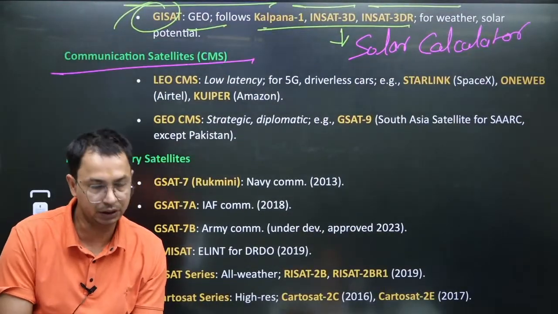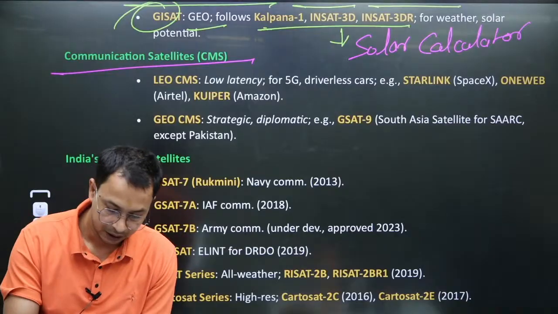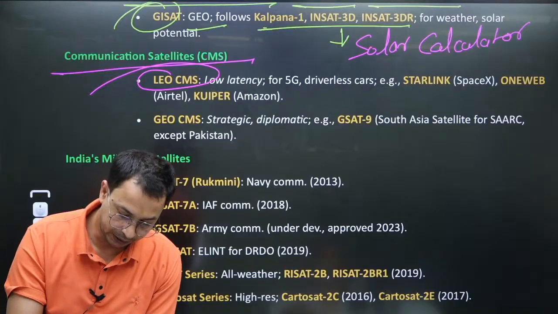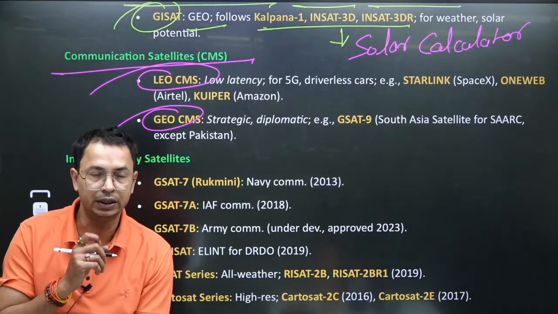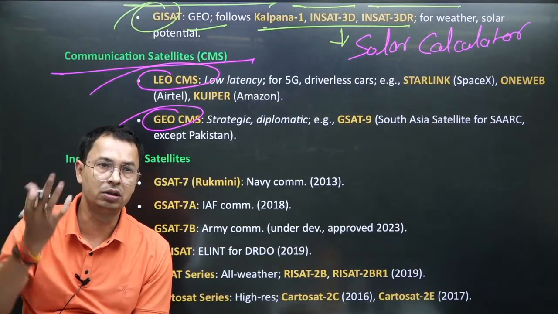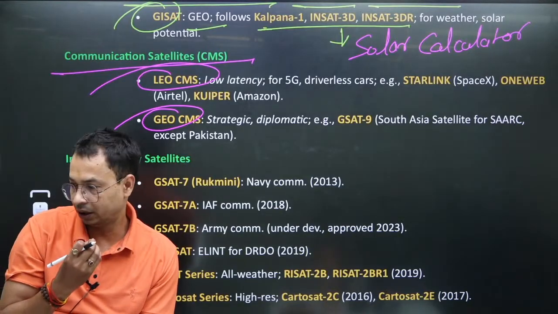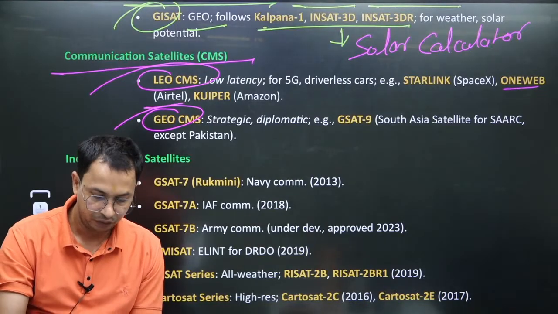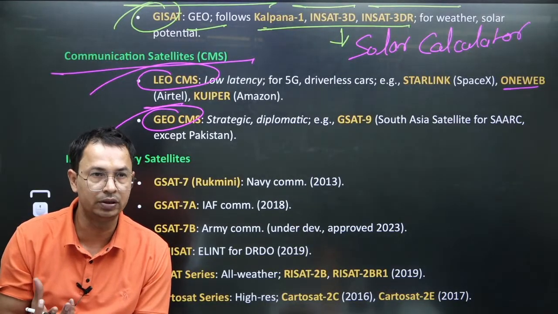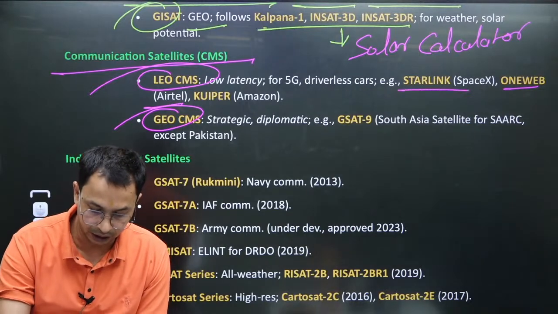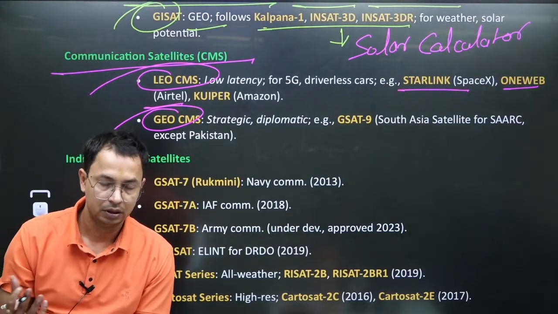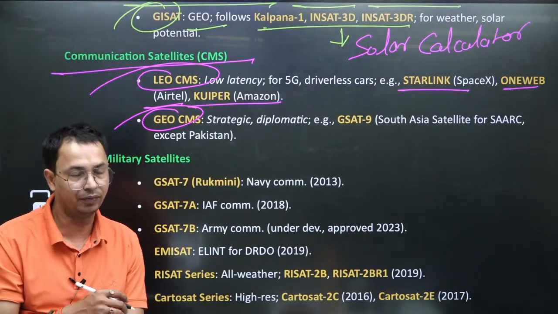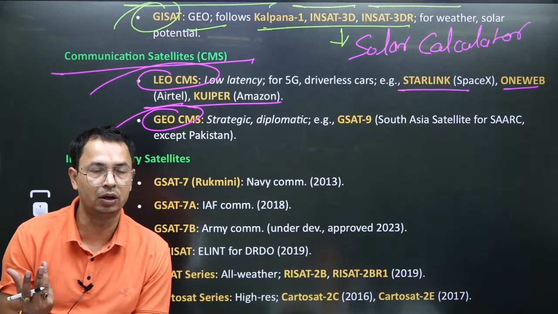Then we have the communication satellite. We can have the communication satellite in the low Earth orbit or in the geostationary Earth orbit. In the low Earth orbit, if we have the communication satellite, then we will need a constellation of satellites, like in OneWeb. In the OneWeb of Airtel, we have approximately more than 600 satellites. In Starlink, Elon Musk's, they have approximately 10,000 satellites. Then Kuiper, they have many satellites in the low Earth orbit.